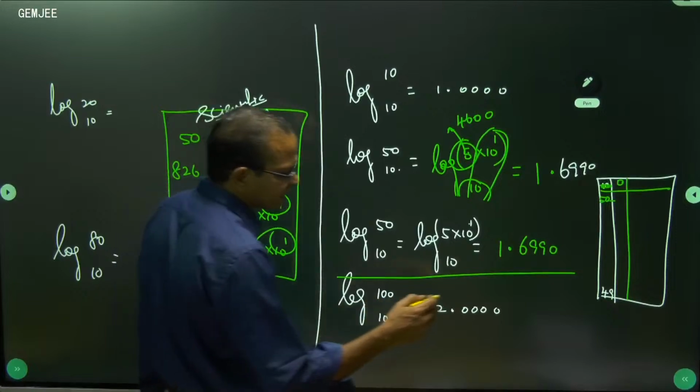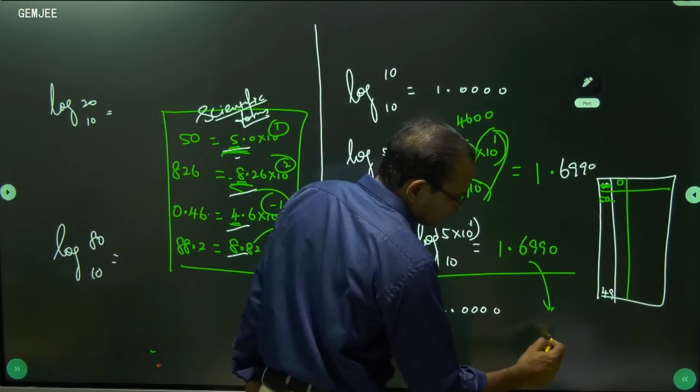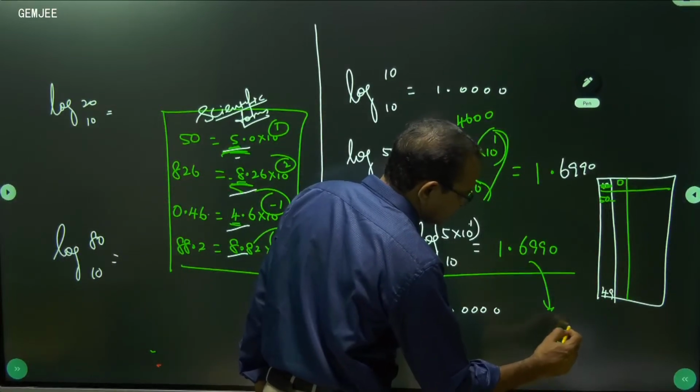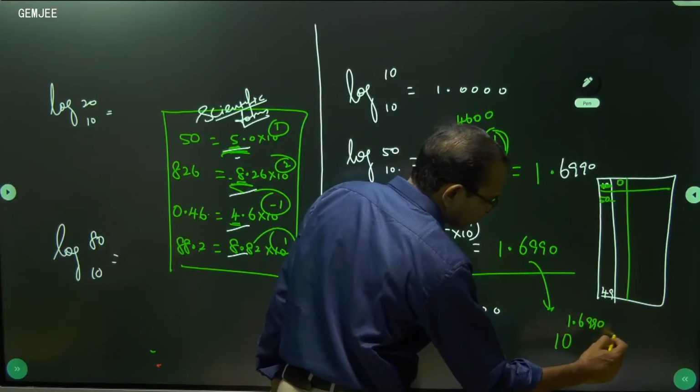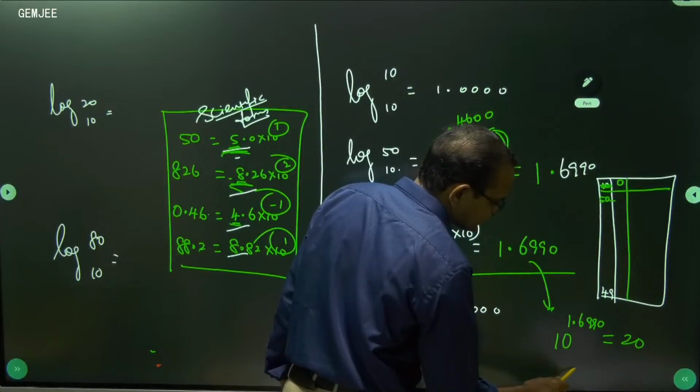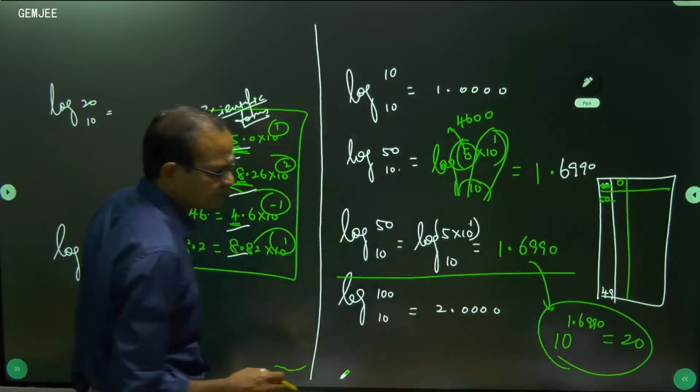Now what is the meaning of this? The meaning is that 10 power 1.6990 shall give you 50. That is all.